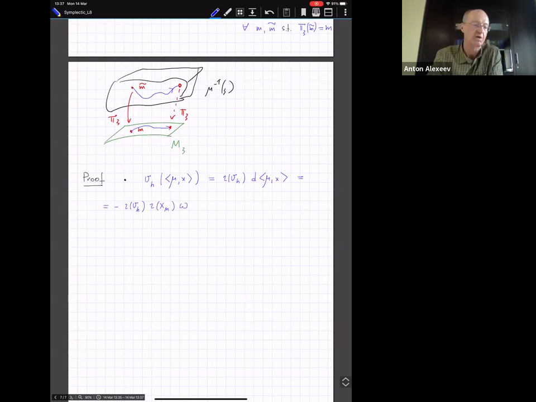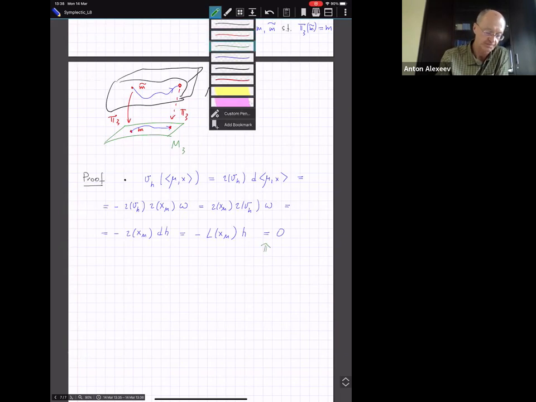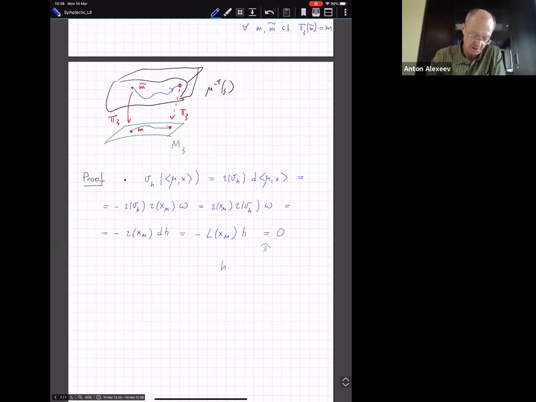So now I'm doing computations upstairs. Or I can exchange the contractions. This gives the minus sign. And now I'm using the definition of the Hamiltonian vector field. And this is equal to minus the Lie derivative of H. And this is 0 because H is G-invariant.